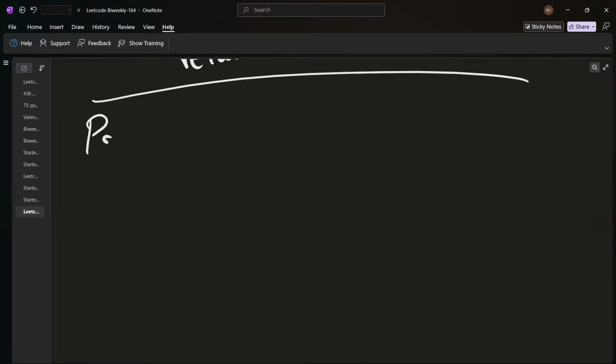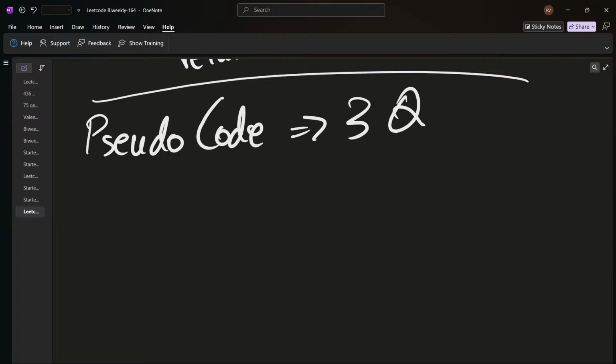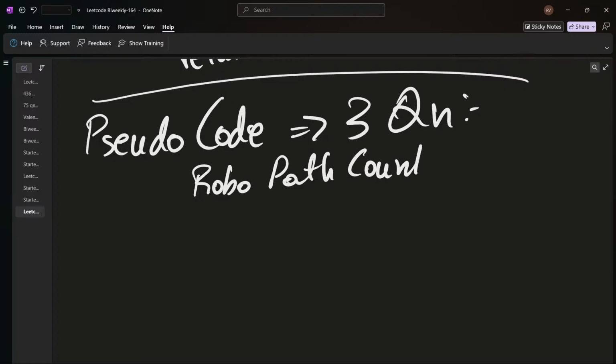Now pseudocode for the third question. I'll quickly go to robot path counting, which is a robo path count. Actually, the second question is more tricky than even the fourth and the third question today. I personally felt. Again, it depends from person to person.